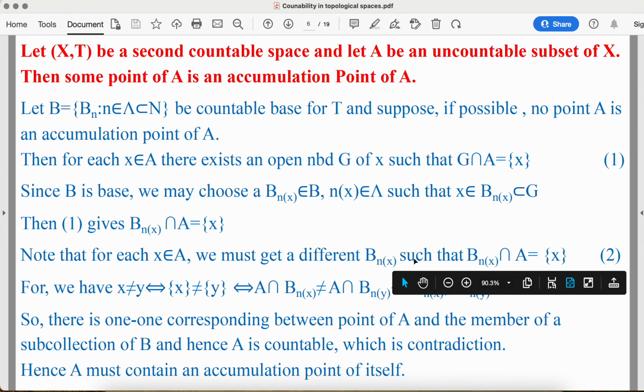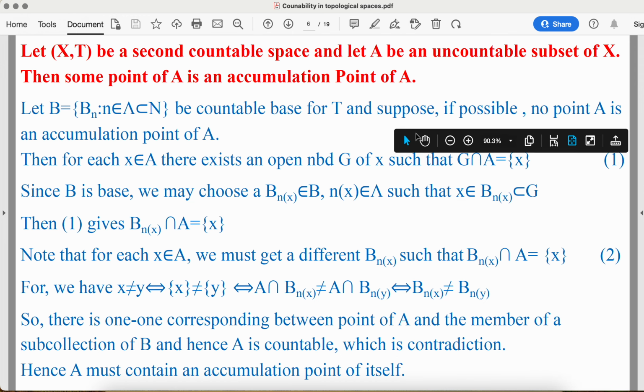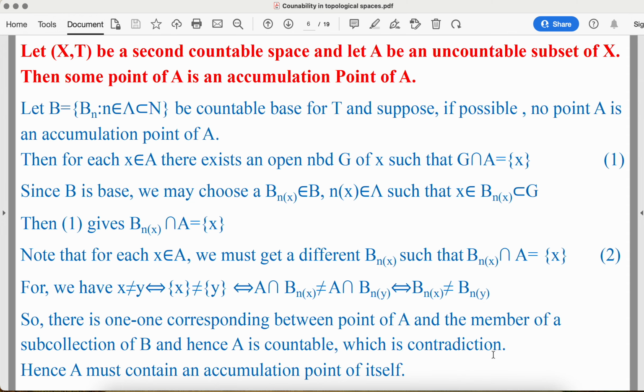But we have assumed that A is not countable. No, not assumed, it is given to us that A is an uncountable subset of X. But here we are saying that A is countable. So this is a contradiction to our hypothesis. Hence A must contain an accumulation point of itself.